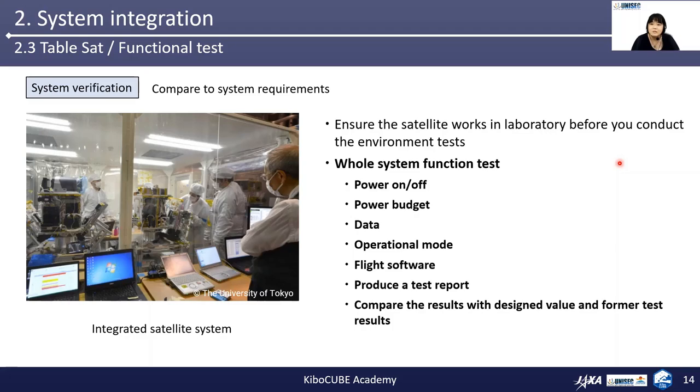The whole system function tests usually include these elements. Perform power on and power off tests under the actual configuration for all components. Summarize the power consumption by using the former test result and compare the power budget of the system or subsystem with the design value. Check all data interfaces, confirm all data can be acquired or all commands can be handled as following the design.